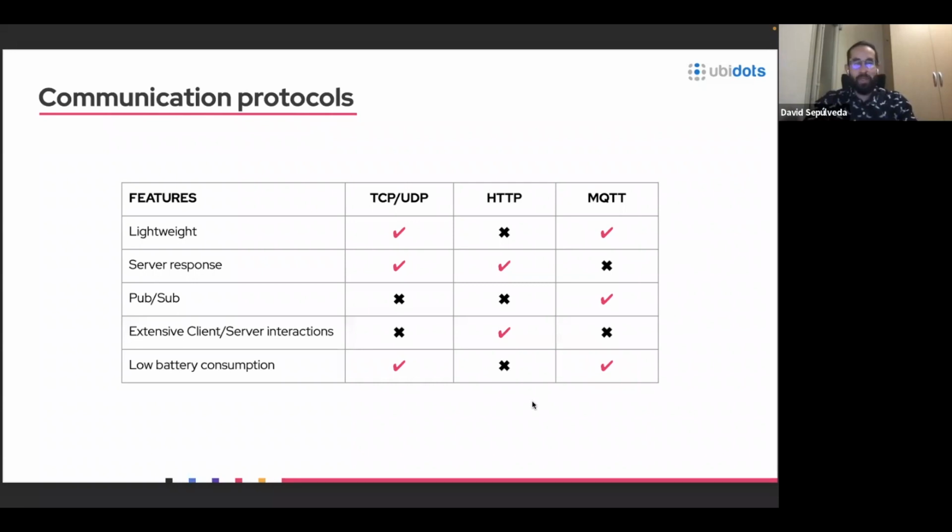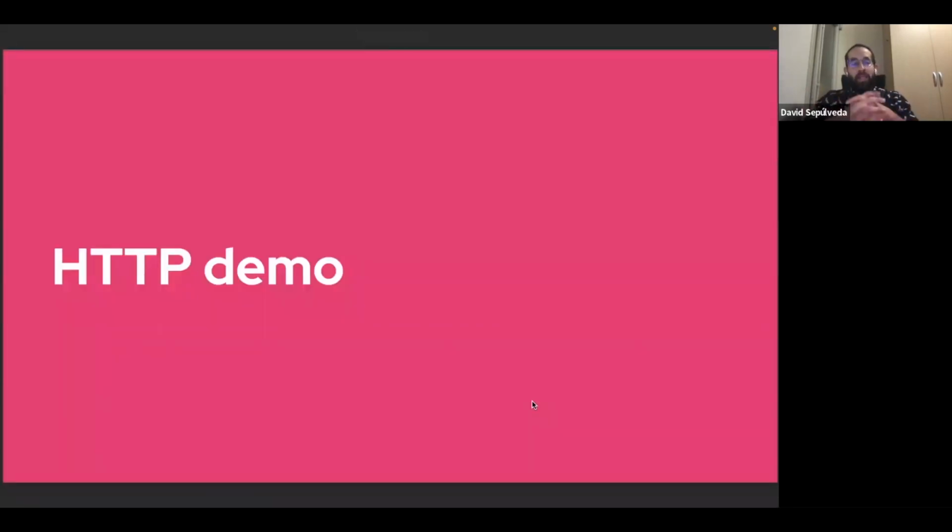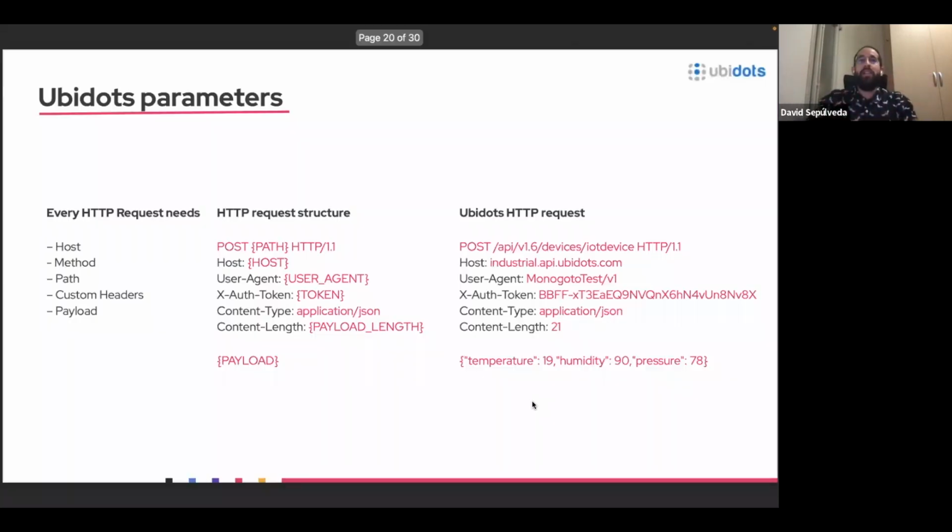Let's go. And at the end, we will start with our HTTP demo. Please let me just advise you that we are going to do two things: send data to Ubidots using HTTP and get data from Ubidots. So let's start with posting data. As I told you, as the word suggests, a protocol is just a specification of how data should be sent from the client to the server, right?